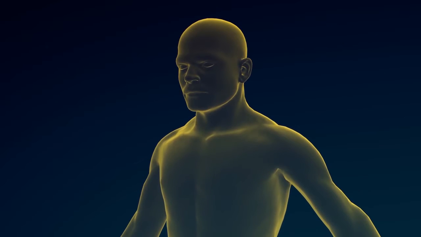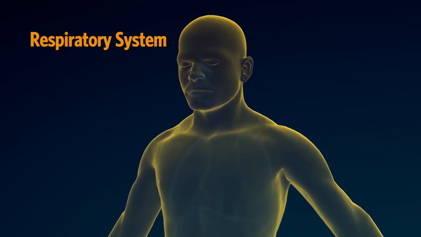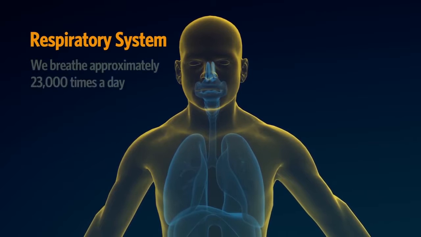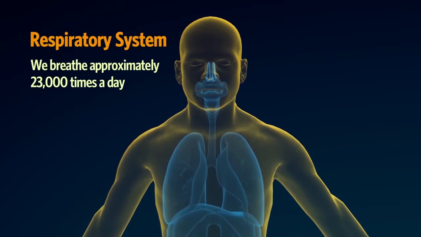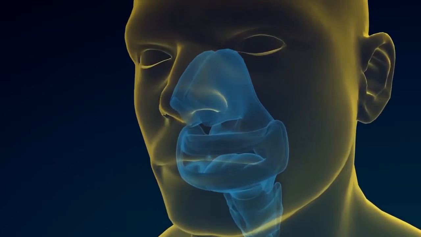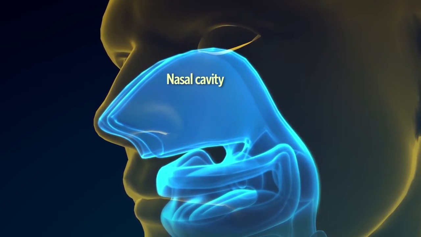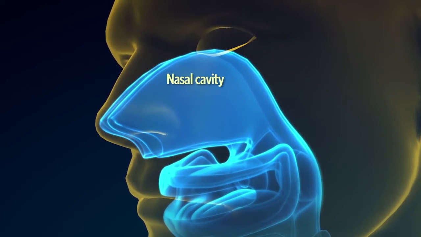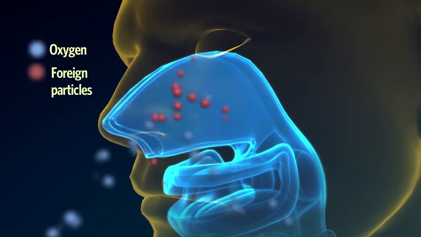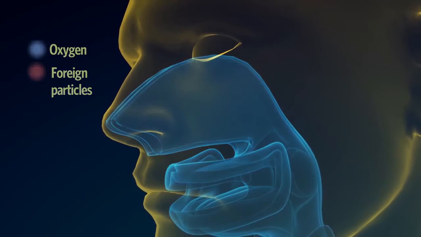The respiratory system consists of all the organs involved in breathing. All the organs have their own unique functions that enable us to breathe, as we do on average 23,000 times a day. The respiratory system includes the nose and nasal cavity, which perform a number of important functions, such as providing us with a sense of smell, warming and moistening the air we breathe in, filtering out irritants such as dust, and assisting us in the development of sound.